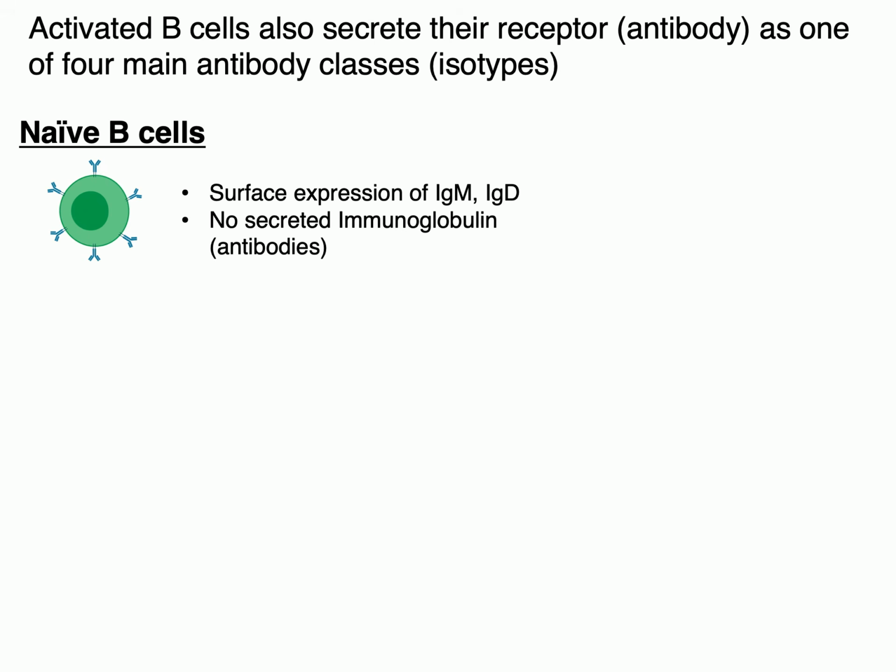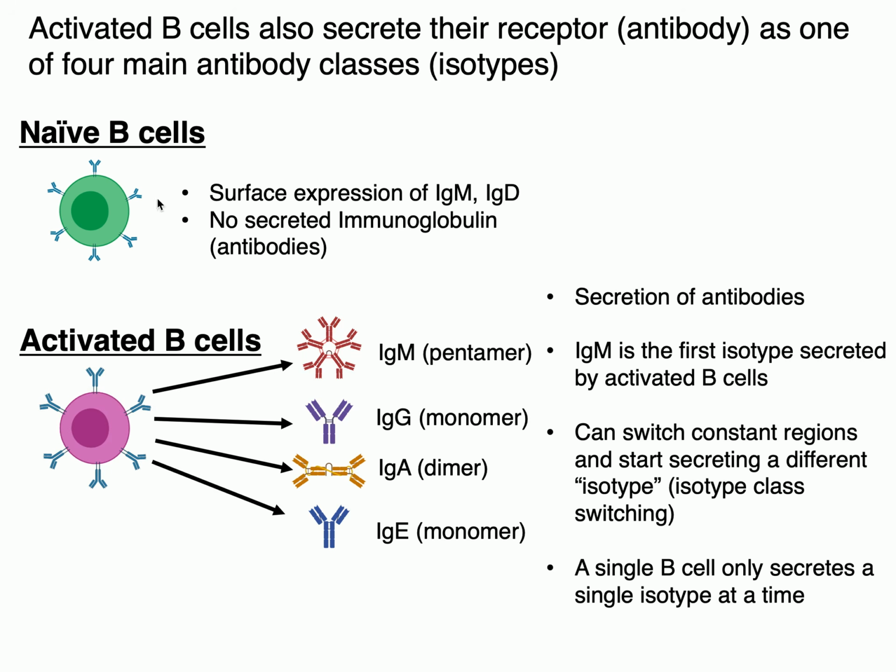Going back to B cells, naive B cells express their antigen receptor only on the cell surface. And the isotypes that are expressed here are IgM and IgD. Naive B cells do not secrete antibodies. But when they become activated, these antigen receptors can also be secreted as antibodies. And they can be secreted as one of 4 primary isotypes of antibodies: IgM, IgG, IgA, and IgE.